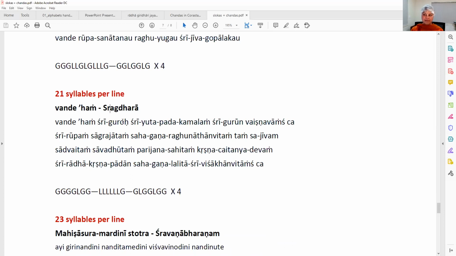That is Sragdhara. So when you come across something with 21 syllables, it should most probably fit into that meter. Which are the verses at the end of the Brahma-Samhita, the last two ones? Who remembers them?